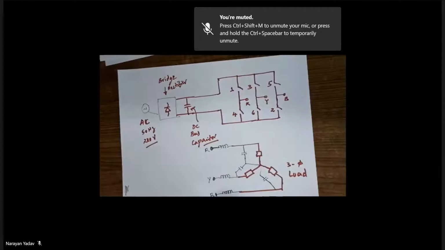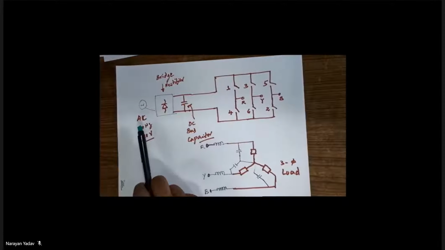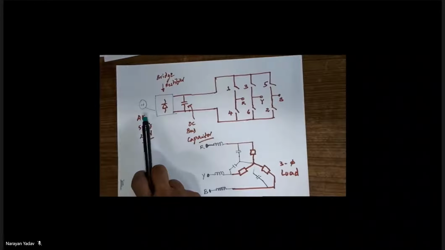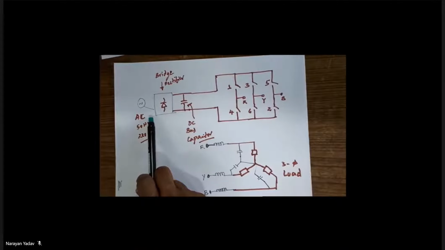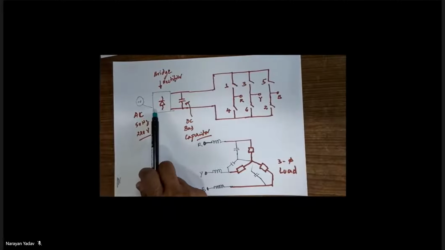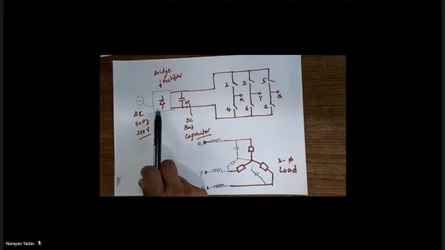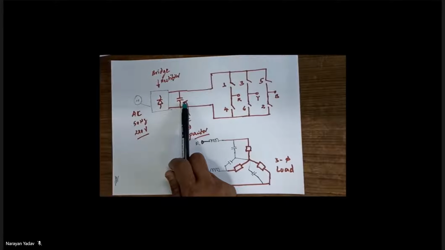The circuit diagram is shown here. We begin with the single phase AC supply, and this single phase AC supply is connected to a diode bridge rectifier via an auto transformer. By using the auto transformer, we can adjust the bridge rectifier AC supply voltage, and finally we can control the DC input voltage given to the inverter.